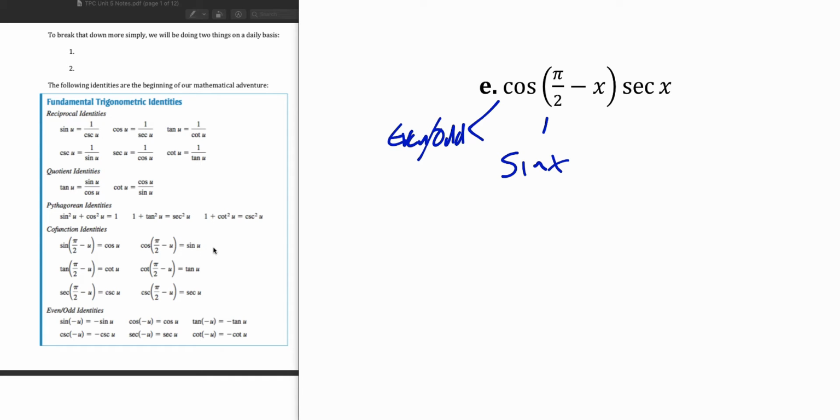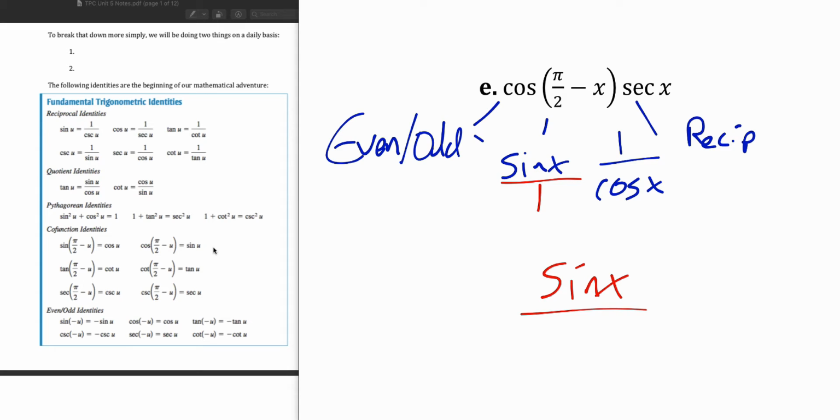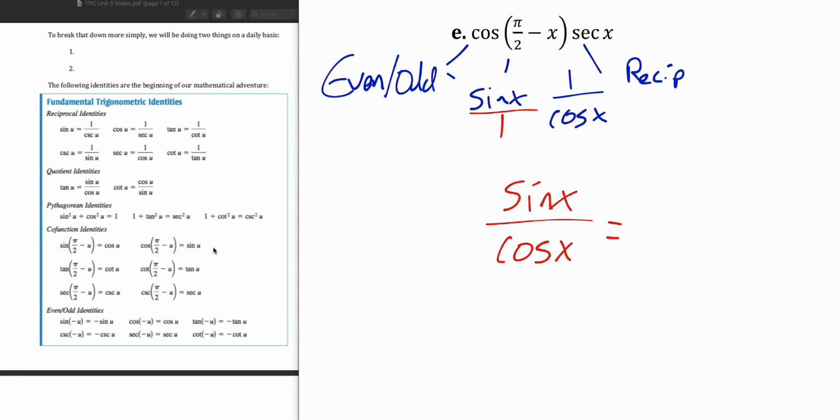Now, secant, on a related note, secant is 1 over cosine, and that's a reciprocal identity. Wow, my even/odd writing there was really, really messy, even for me. So I'm going to rewrite that as even/odd. So now we have sine of x times 1 over cosine. If we make sine of x into sine of x over 1, when we multiply these two together, we end up with the sine of x over the cosine of x. And we happen to know, based off of our identities, that's equal to the tangent of x.